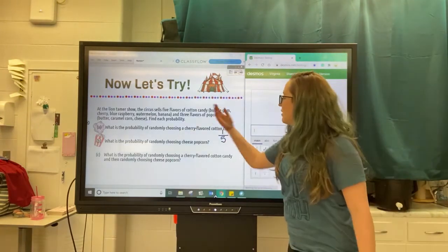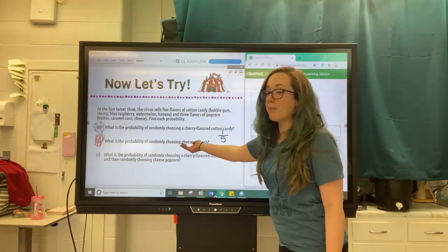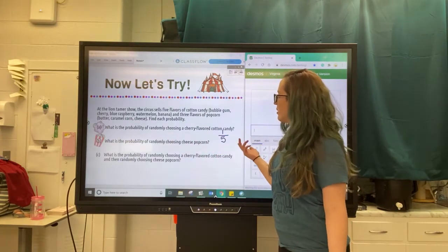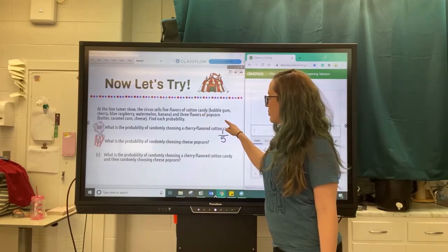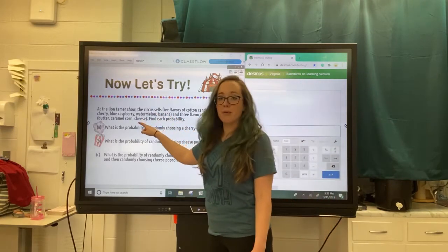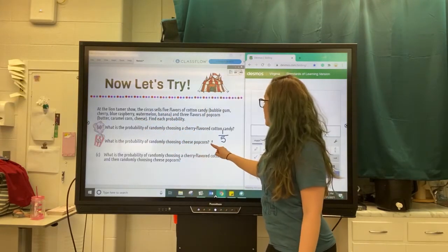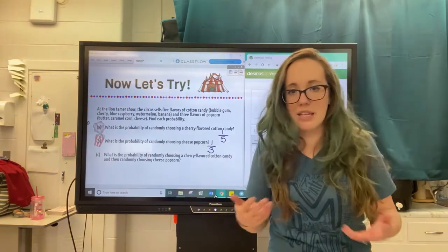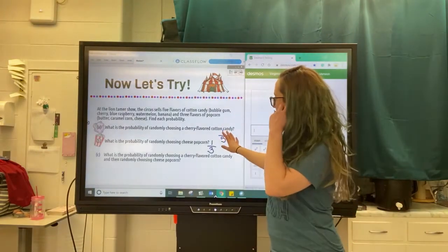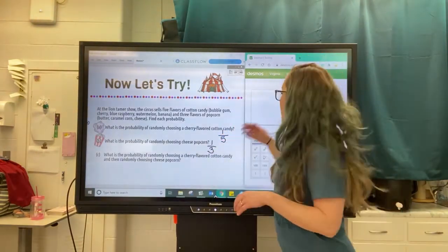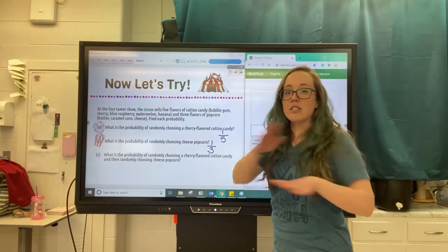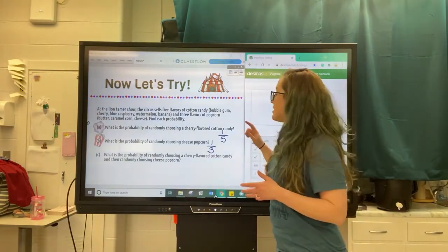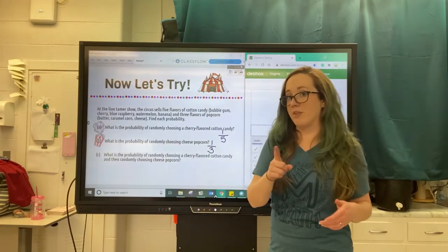And then I've got a similar question about my popcorn. What's the probability of randomly choosing cheese popcorn? I had 3 flavors of popcorn, and one of them was cheese. So 1 out of 3. So that's just a review. We've done that before. Those are simple probability because I'm doing one thing. I'm picking cotton candy. Done. I'm picking popcorn. Done. But this next one, this is different.